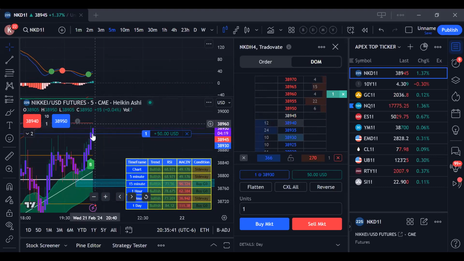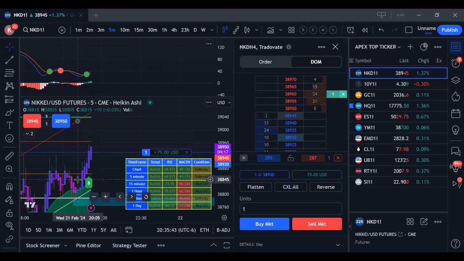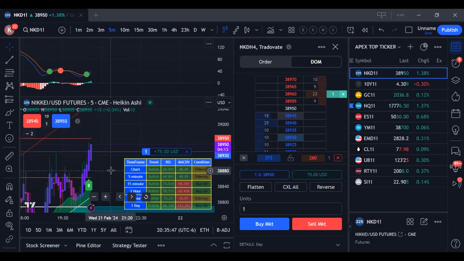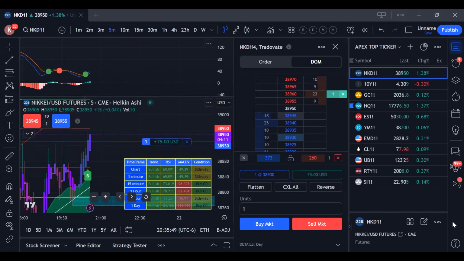But as of now, all the candles are bullish candles. That means there are a lot of buyers who want to buy this one. There are 370 buyers, 360 buyers, 260 sellers. That means there are more buyers, more buying pressure compared to selling pressure.